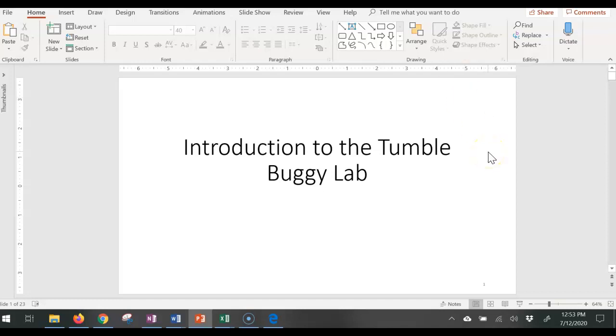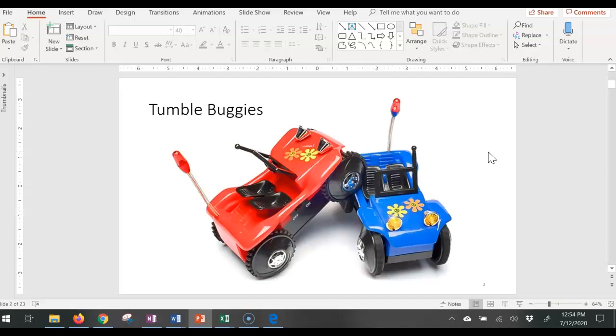Our first lab is called a Tumble Buggy lab. And so we're going to use small battery-operated cars that look like this to do an experiment. Our goal is to be able to explain how these tumble buggies move.